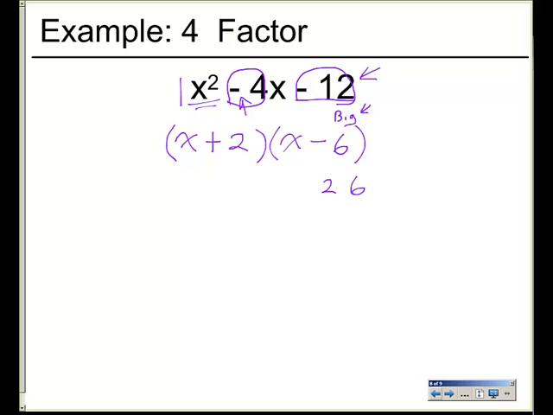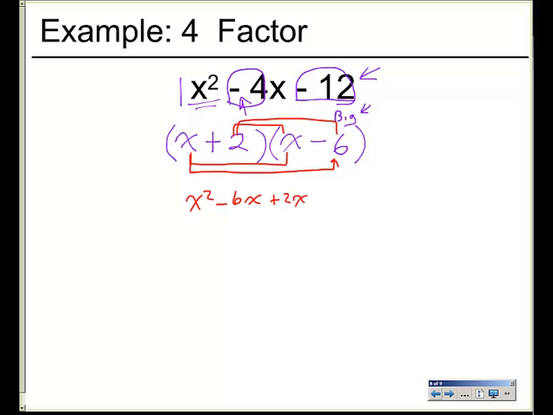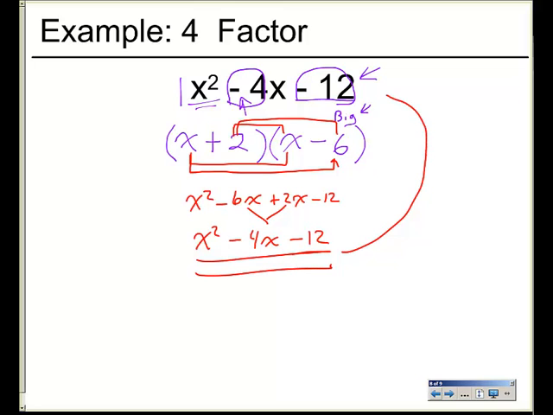Now to double check to make sure that this is actually accurate, I'm going to go ahead and multiply this out. So x times x gives me the x squared. X times the negative 6 will give me a negative 6x. 2 times the x will give me a positive 2x. And 2 times the negative 6 will give me a negative 12. Now when I go and combine my like terms, I bring down my x squared. This right here combines to make a negative 4x. And of course I just bring my minus 12 down. And if you look at this here, you'll notice it looks exactly like the trinomial we had up there.